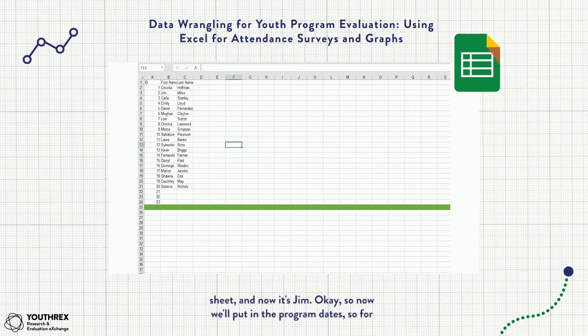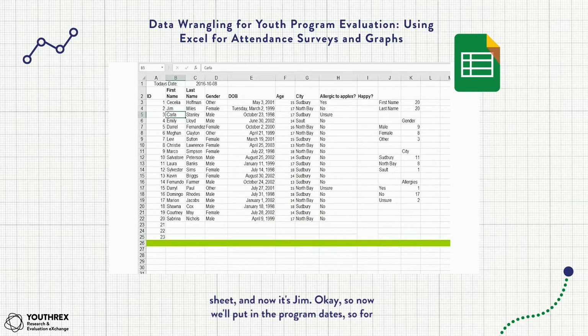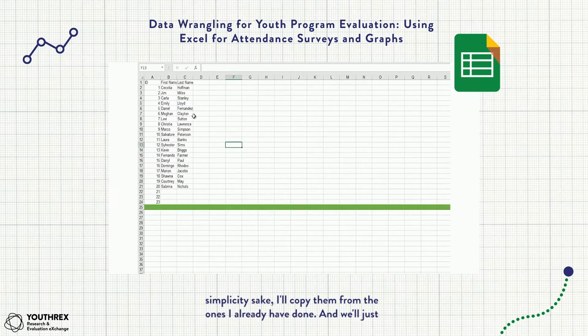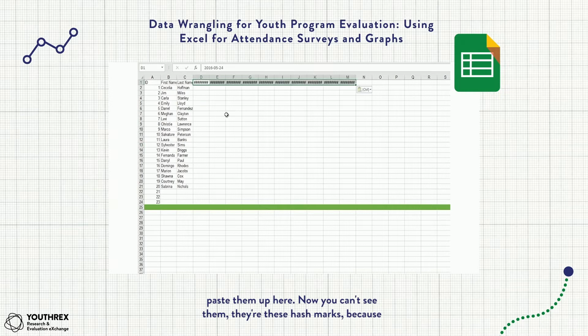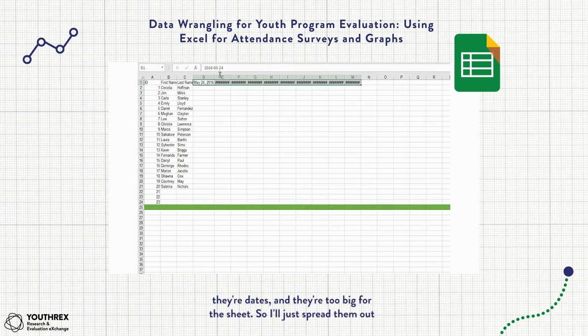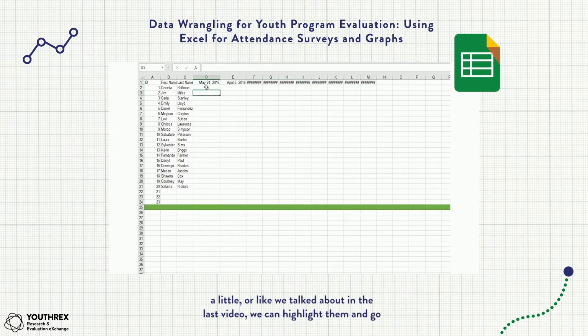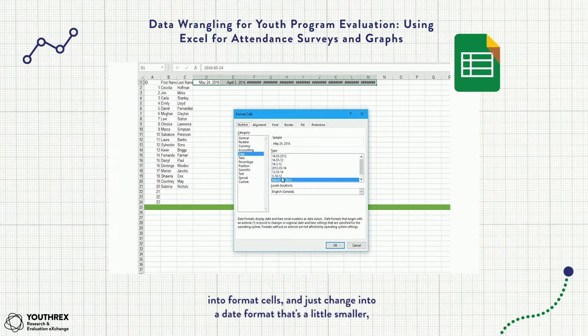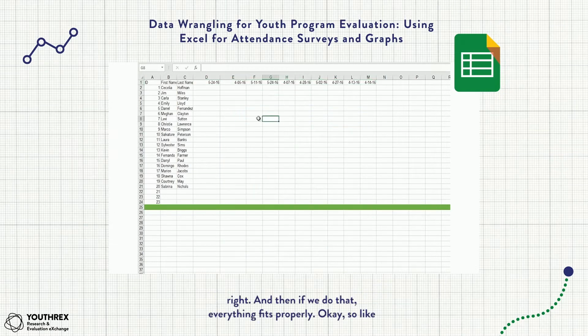Okay, so now we'll put in the program dates. For simplicity's sake, I'll copy them from the ones I already have done, and paste them up here. Now you can't see them, they're these hash marks, because they're dates and they're too big for the sheet. So I'll spread them out a little, or like we talked about in the last video, we can highlight them, go into format cells, and change them to a smaller date format. And then everything fits properly.